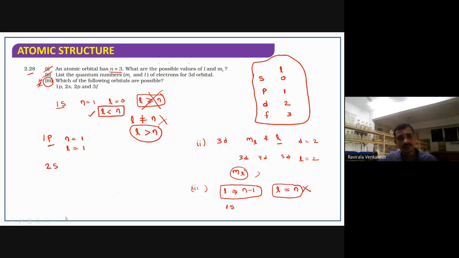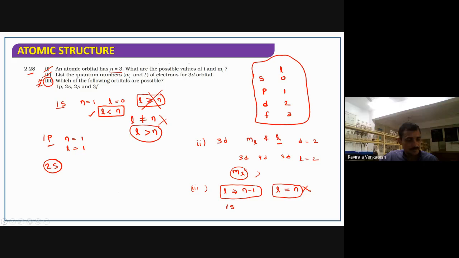Jnaneshwari is there now. Speak out, Jnaneshwari. If you don't speak out, I will mark you absent today. Jnaneshwari. Shivam. Shivam. Absent.